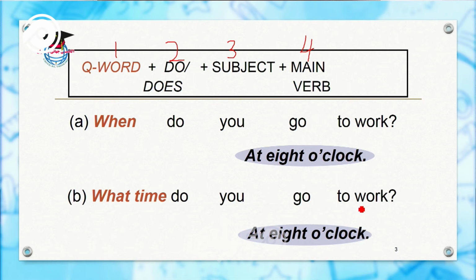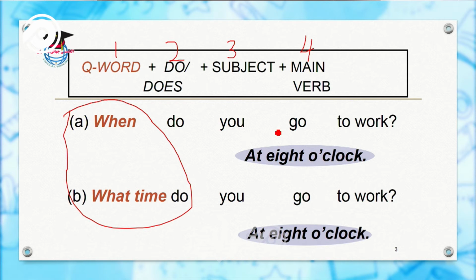So, what time or when, these two words. Is there a difference between the two, between when and what time? No. No! There is no difference. They're the same here. You can see, when do you go to work? At 8 o'clock. What time do you go to work? At 8 o'clock. They have the same meaning, but sometimes it's different.